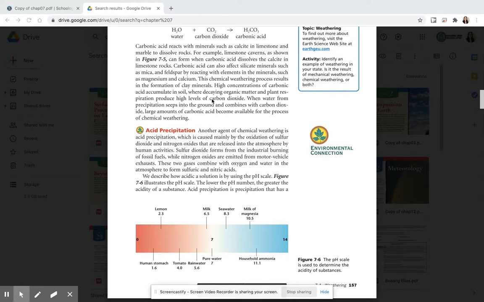High concentrations of carbonic acid accumulate in soil. When decaying organic matter and plant respiration produce high levels of carbon dioxide, the water from the precipitation seeps into the ground and combines with carbon dioxide. Large amounts of carbonic acid become available for the process of chemical weathering.